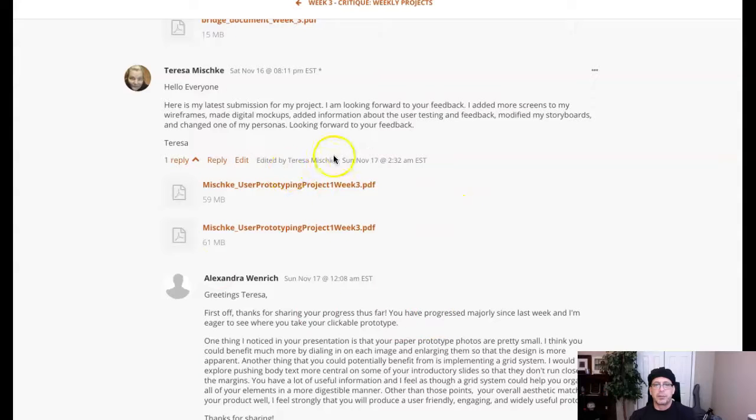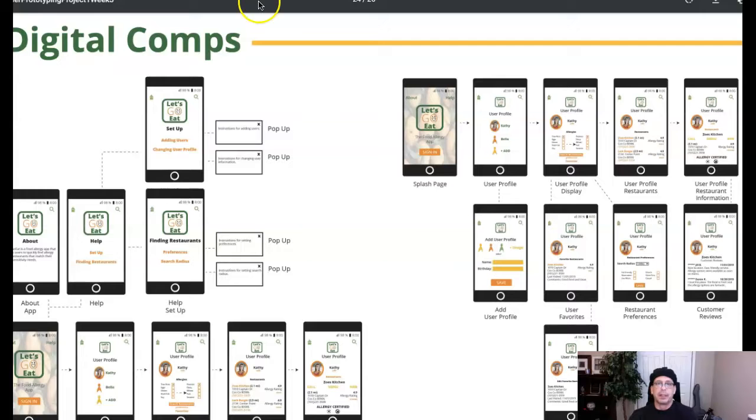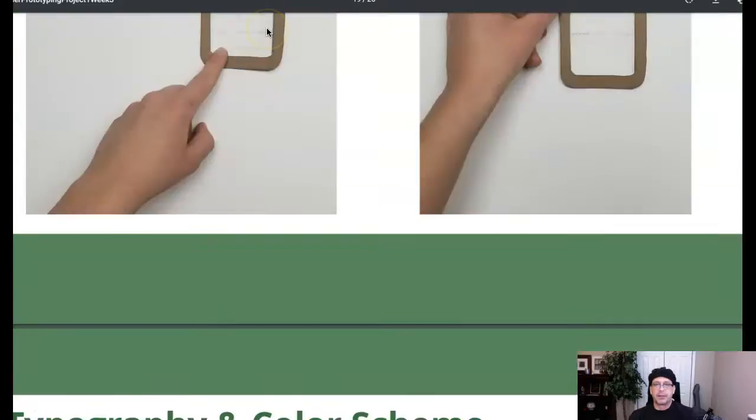Teresa, all right, I've got your work up here. Thank you so much. I noticed there are two posts here, and the only difference is one has 61 megs and the other has 59. I didn't really see a difference, but I'm just wondering why there are two. I hope I'm going to get the right one here. So let's go ahead and get started and we'll see.